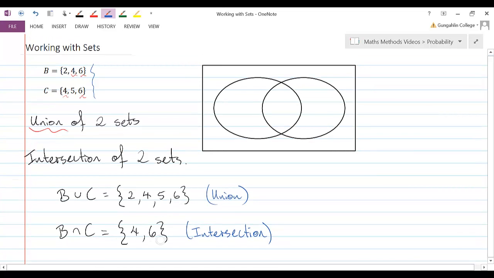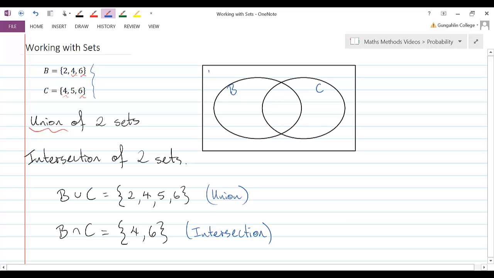Another way to think about this union and this intersection is to use a Venn diagram. So what I've got here is this box. In this box we're going to put all of the numbers from 1 to 6. And inside we're going to have two circles. One circle represents the set B that we have here, and one circle represents the set C that we have here.